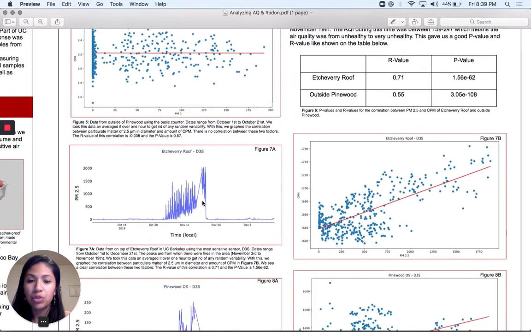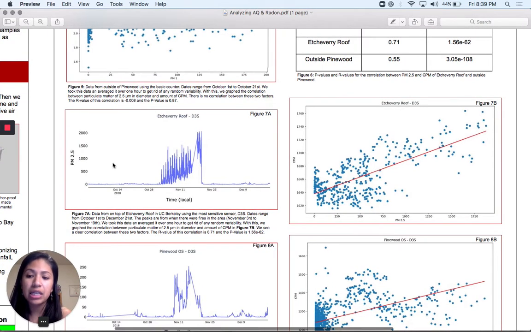In which we looked at times where there were fires to see if there's any correlation, because when there's fires, there's worse air quality. So we wanted to see if there was any correlation between the amount of PM 2.5 and the counts per minute. So we see between November 3rd and November 19th, there were fires in the area, and that worsened the amount of particulate matter of 2.5. So then when we graph that to compare it to counts per minute, we do see a clear correlation here.